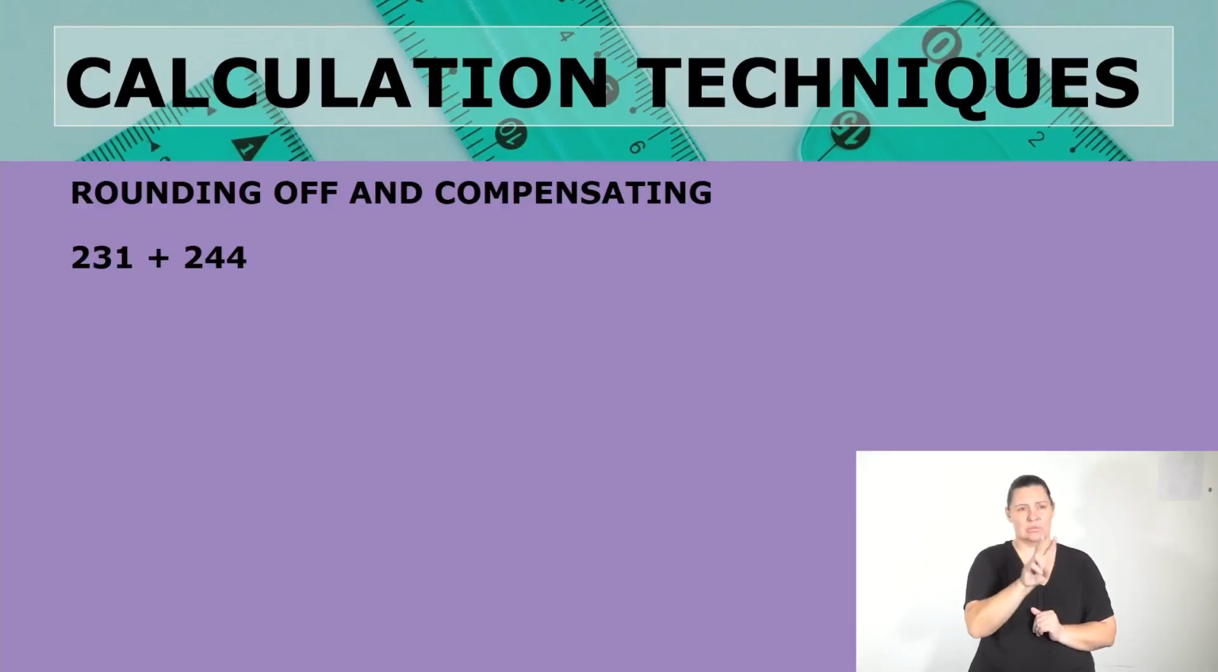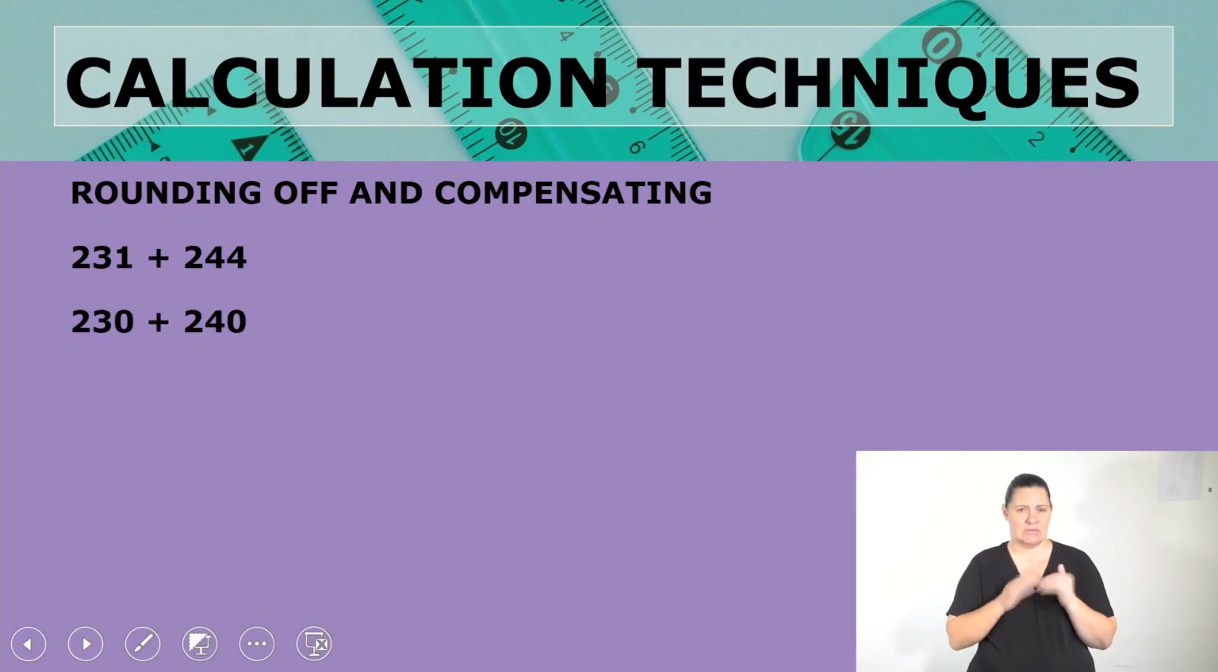Let's move on. So let's look at 231 plus 244. So with rounding off and compensation, we are going to start with rounding off these numbers to the nearest 10.